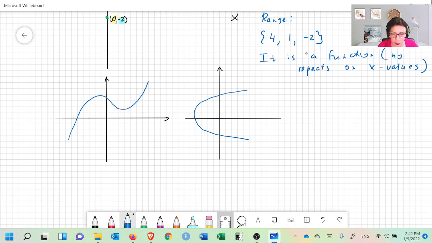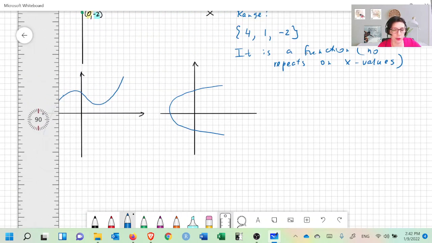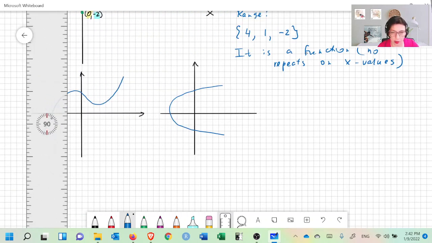So what I want you to think about is I want you to try to draw, it's called a vertical line test that we're talking about right now. Okay, so it's called the vertical line test. And why is it called vertical line? Because you have to take a vertical line and draw it, and see how many points it intersects with the graph.